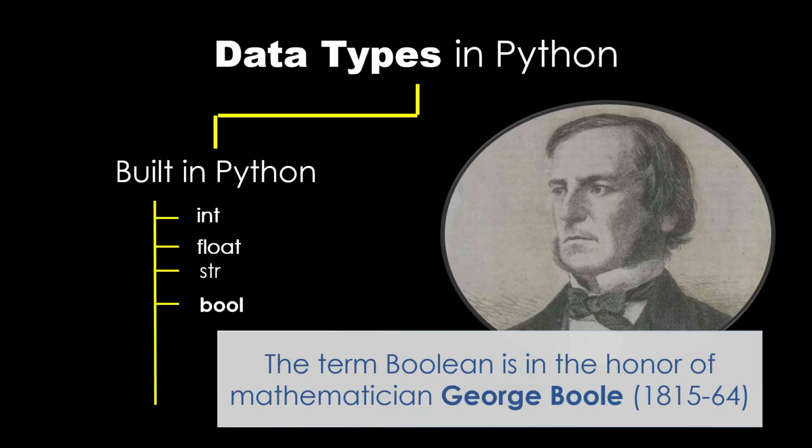By the way, one nerdy fun fact. The term Boolean was coined in honor of a 19th century mathematician, George Boole, who introduced a logic system where any statement can either be true or false, but not both. Python uses a shorthand bool for Boolean type too.